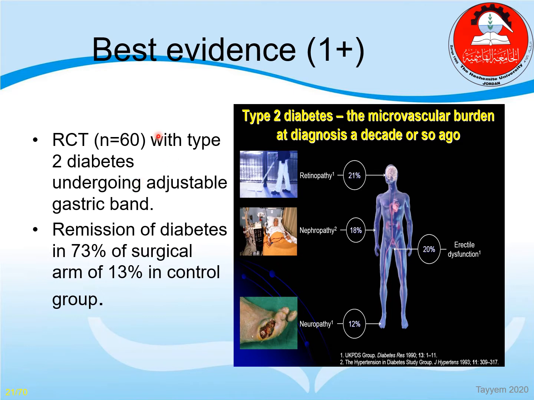This is another piece of evidence from a randomized control study of 60 subjects with type 2 diabetes. They had an adjustable gastric band, and there was 73% remission of diabetes compared to only 13% in the control group who received only diet modification, medications, and exercise programs.